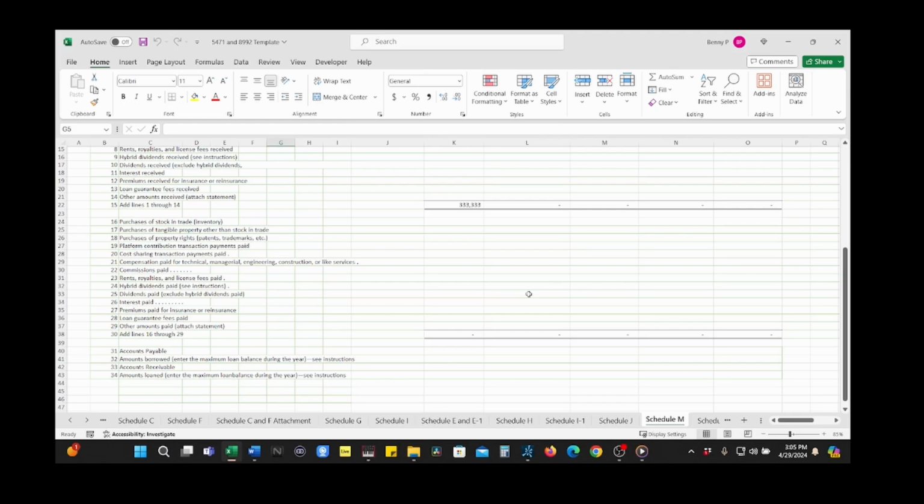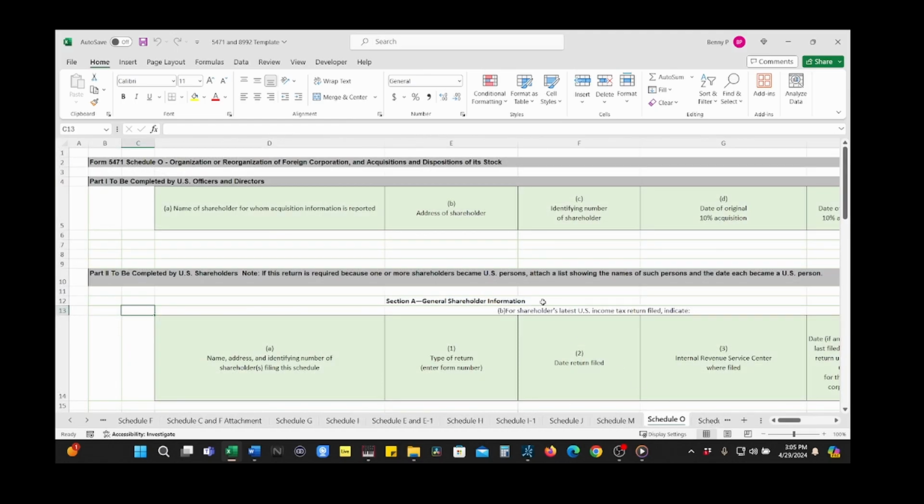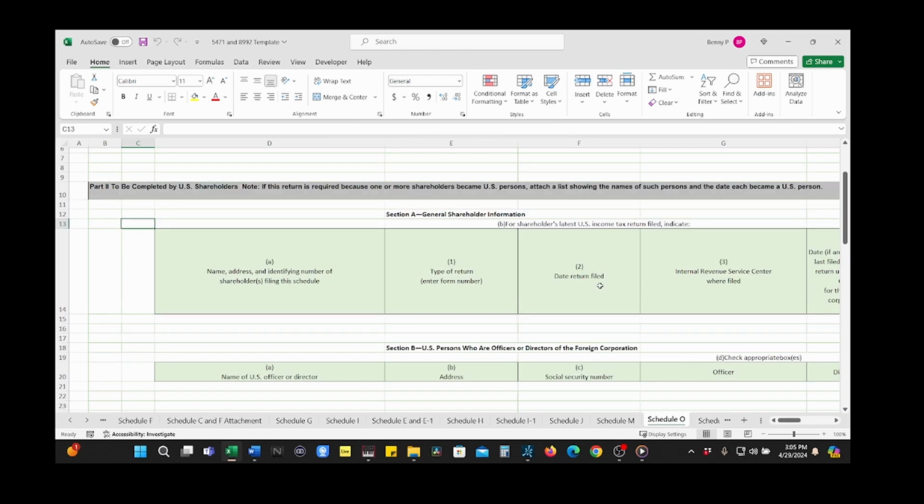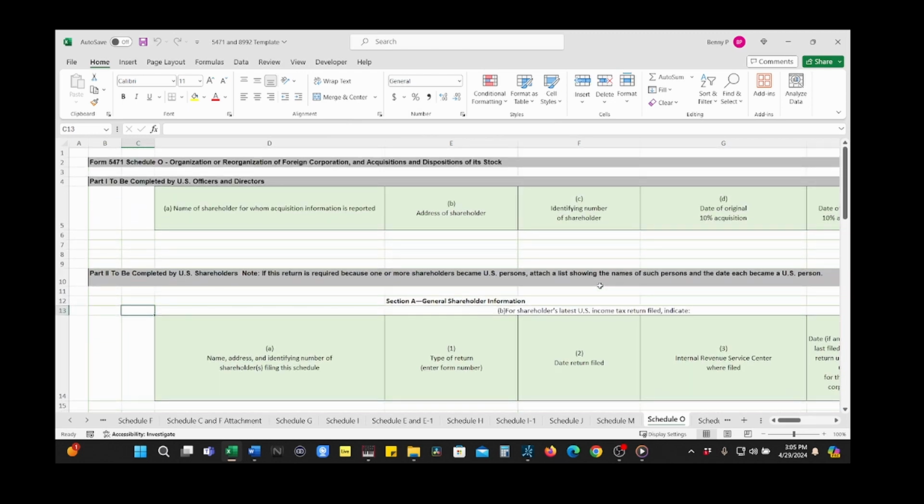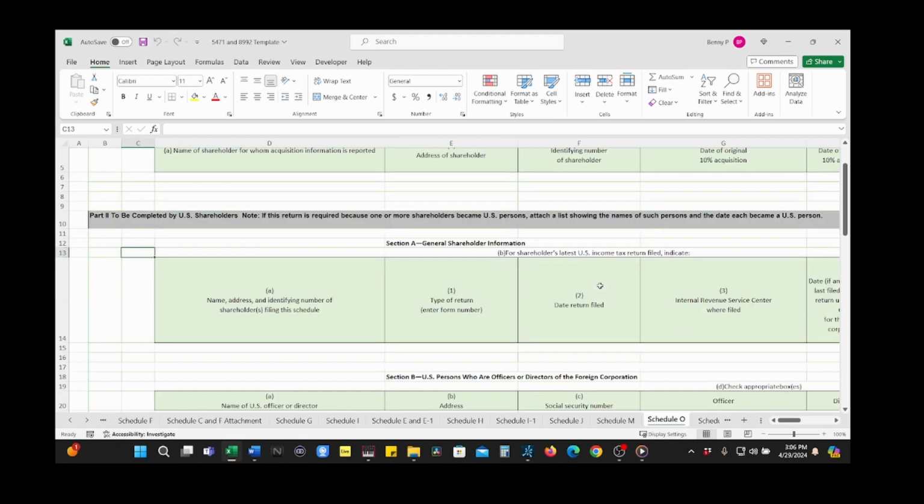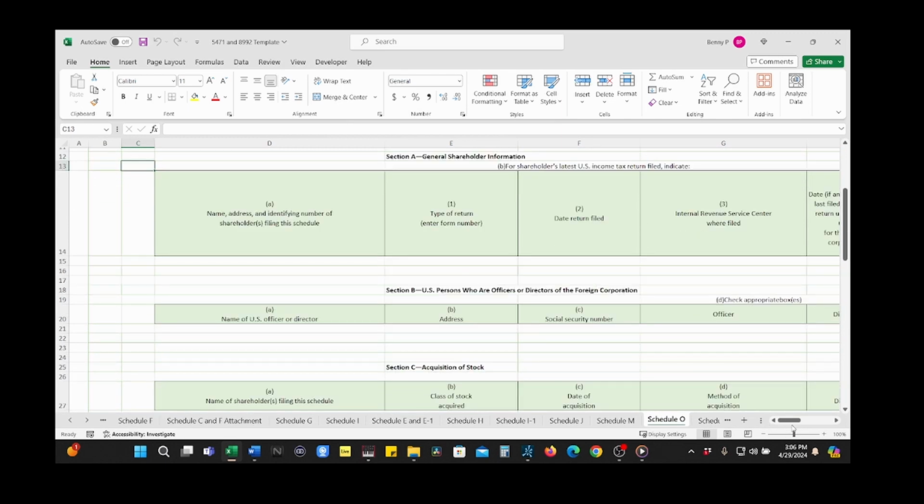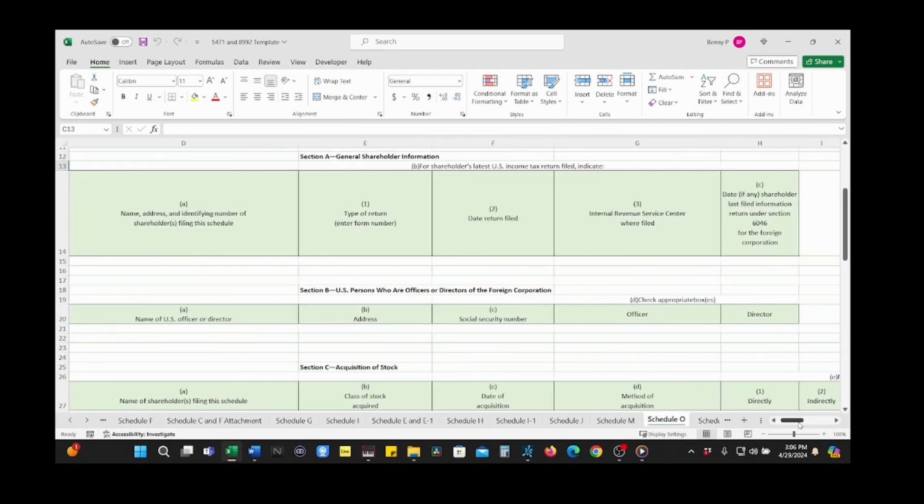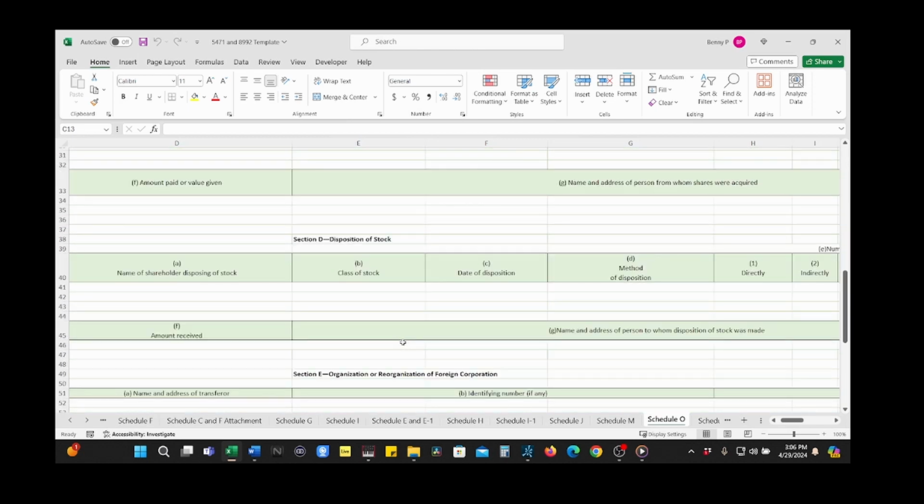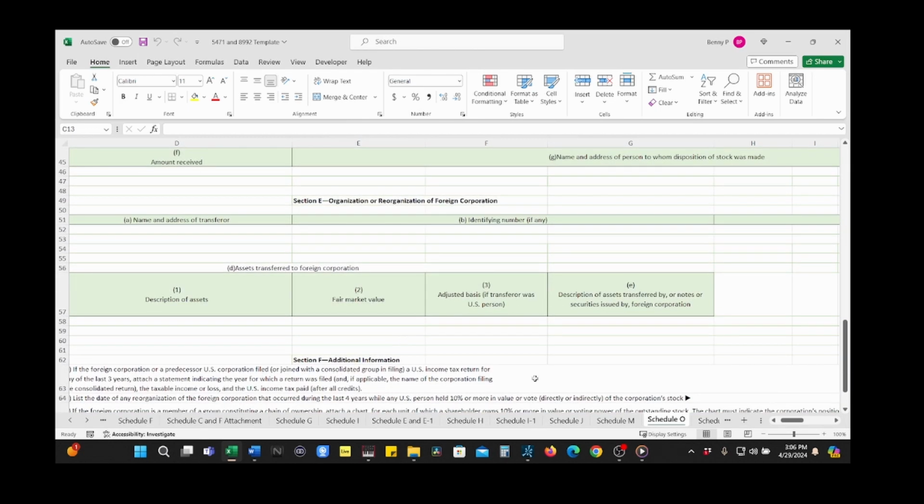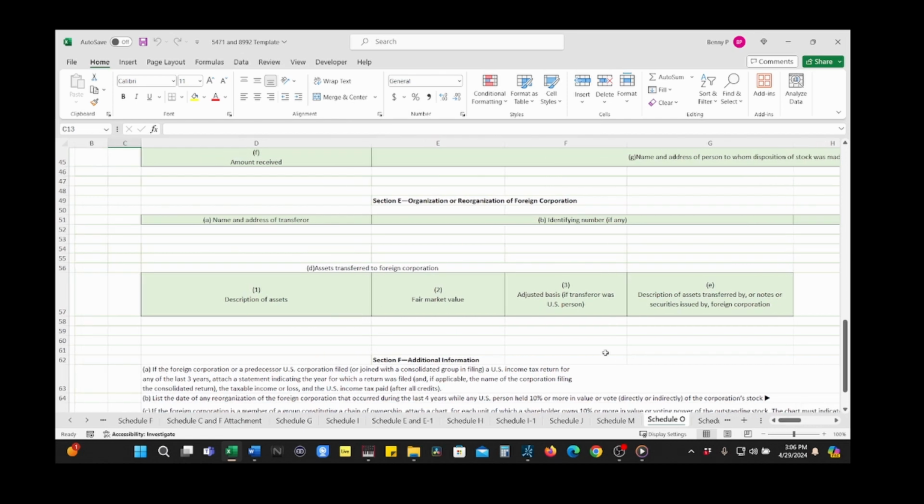For Schedule O, if you have a transaction such as a purchase, formation, or reorganization, you have to fill out this information on Schedule O. The directors and officers of the foreign corporation need to fill out Part 1, which corresponds to a Category 2 filing. For Part 2, you have to describe the transaction, which can either be a taxable transaction, which is a purchase or disposition, described in Section C and Section D. For Section E, if you had a non-taxable transaction, such as a Section 351 contribution or a Section 368 reorganization, you would describe the transaction in this section.